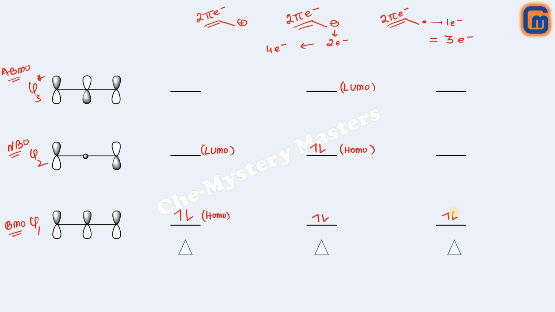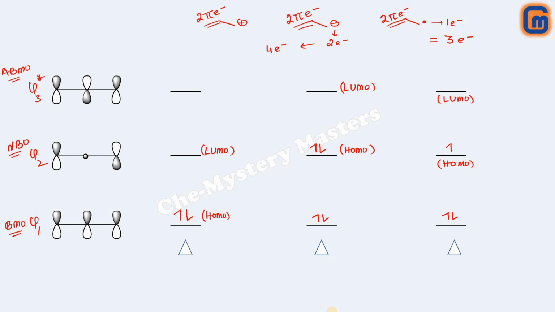These 3 electrons can be filled in this way. The first 2 electrons will go in the lowest energy level, the next electron will go in the higher energy level. So this will be our HOMO. So psi2 will be our HOMO, while psi3 star will be our LUMO in case of thermal condition for allyl radicals.